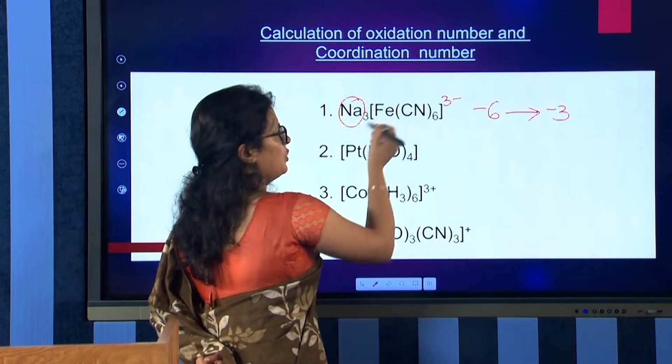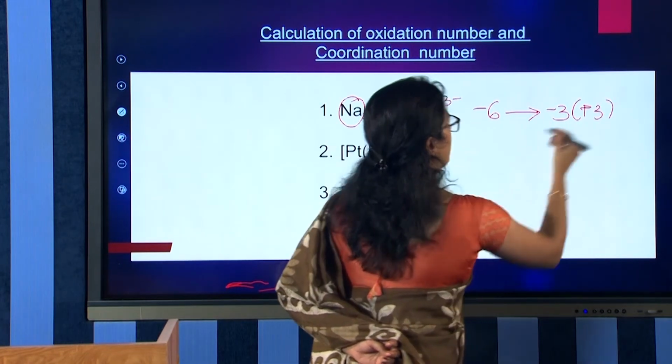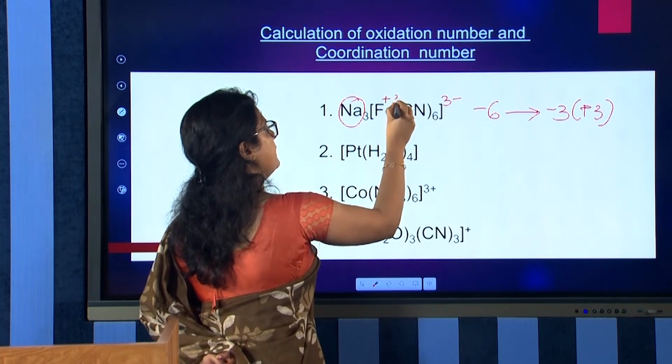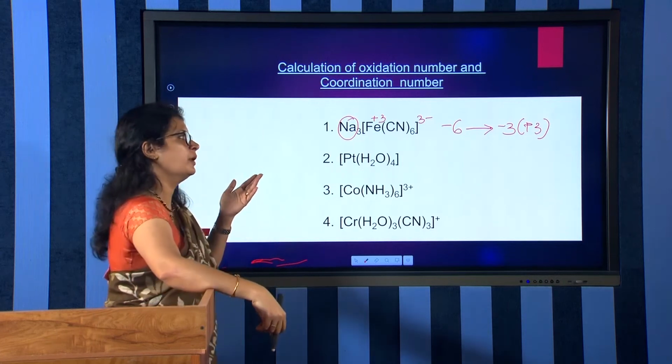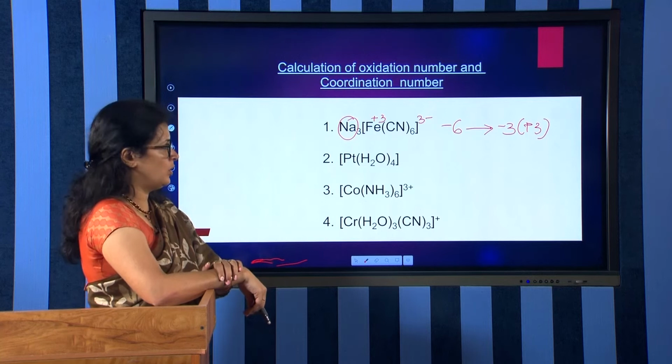What should be the charge of iron? It should be +3. So Fe is in the +3 oxidation state. So we have calculated the oxidation number of this complex, that is +3. And now we can calculate the coordination number.